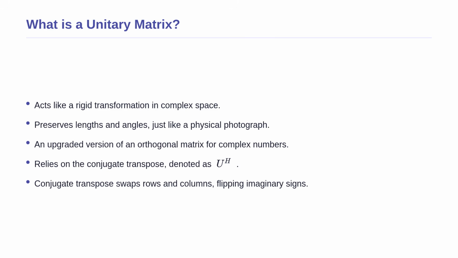But when we step into the world of complex numbers, which include the imaginary unit I, we need a stronger tool. That tool is the unitary matrix. It perfectly preserves the original structure of complex data. To use it, we rely on something called the conjugate transpose, where we swap rows and columns and flip the mathematical sign of every imaginary part.